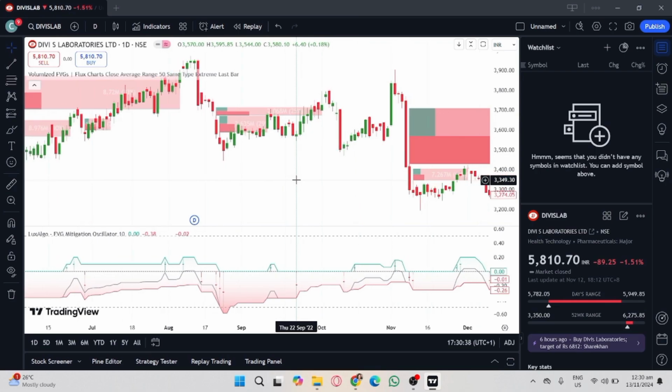Fair value gaps can be even more effective when they align with support and resistance levels. If a fair value gap appears near a key support or resistance area, it should provide a stronger indication of a potential reversal or continuation. And that's it. That's how you use rectangles on TradingView to mark fair value gaps.